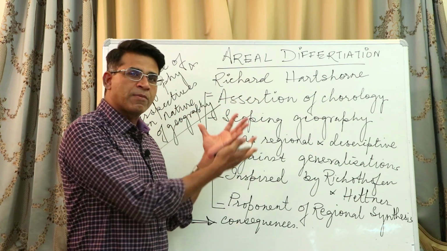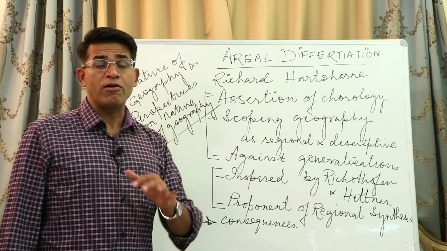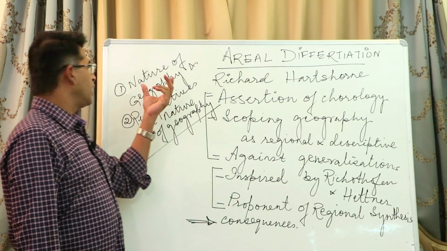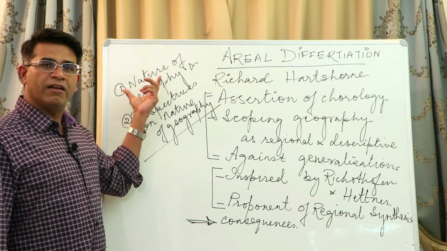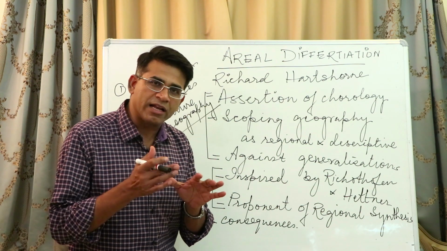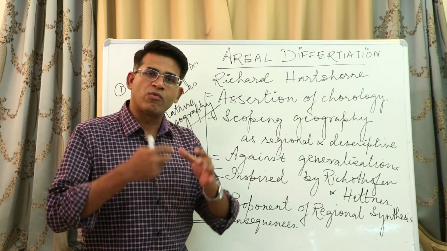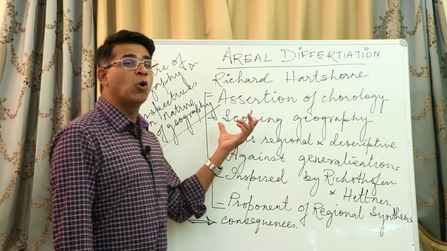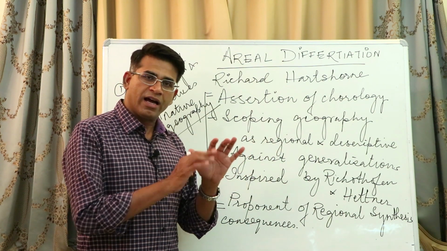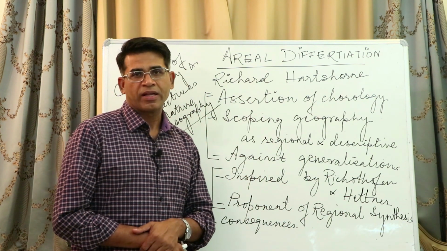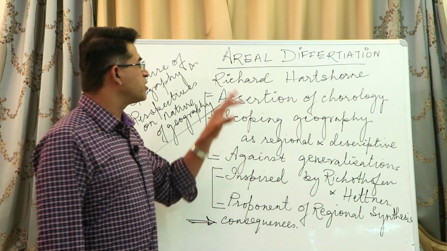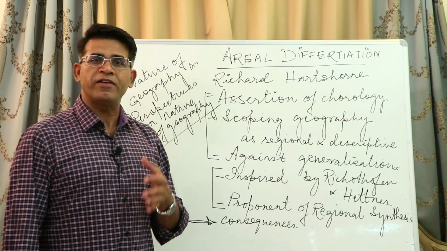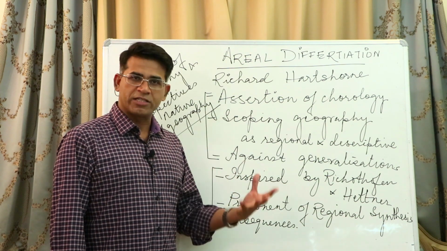What was the concept about? The concept is about defining what geography is. In fact, the book's name itself tells us that he's trying to tell us what geography is and what geography should continue to be. In a way, he's scoping geography in a particular way of thinking. So this is the purpose. Areal differentiation is the definition of what geography is according to Richard Hartshorne.